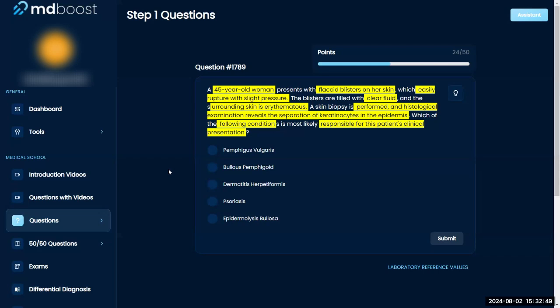They're like C or E here, but I don't know what that is. I don't know what epidermolysis is. Okay, so what do you want to go with? I'd go with dermatitis herpetiformis.